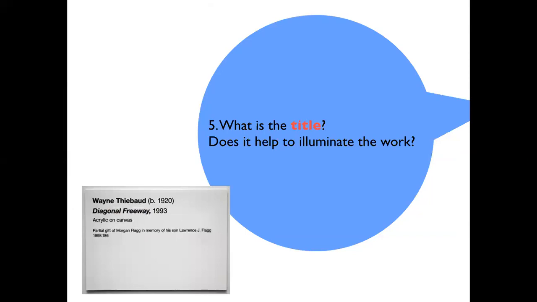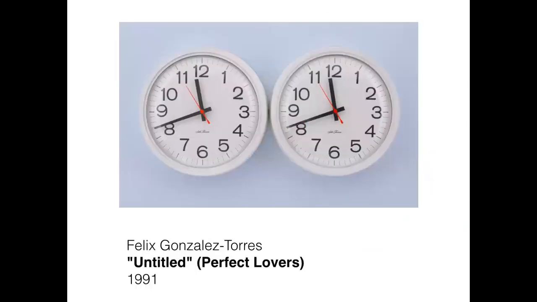What's the title? Does it help us to illustrate the work? For example, this one. Sometimes the artwork will be called untitled, but for the Scorsese one, you can see that he has the blanket, Perfect Lover. The work is just two clocks at the same time, but the title helps to illustrate the work a lot. It's about the timing for a perfect lover and the pace for them, and you can illustrate a couple with the clock like that.